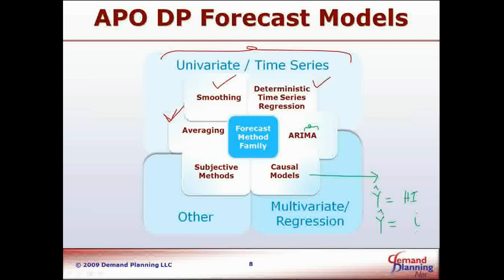So let's not get into too much technical detail here. And then you have causal models. Causal models are multivariate regression models. These use a causal variable.